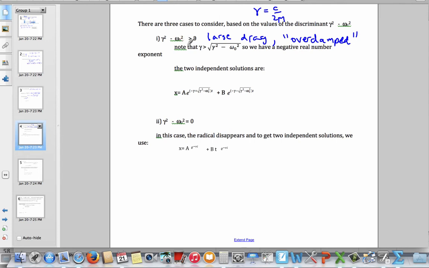So if that's the case, then if you look at the exponent we had, negative gamma plus or minus that radical. Well, if gamma squared is really big, then this is just going to be a real number, because it'll be positive, and then you could do the root. But of course, gamma has to be bigger than the root of gamma squared minus omega naught squared, because subtracting omega naught squared makes it smaller inside. So if you do minus gamma plus this root, the point is that you end up with a negative real number. You end up with exponential decay.